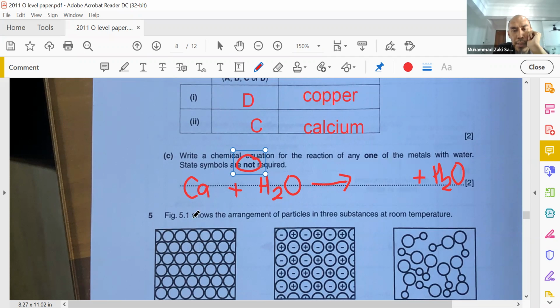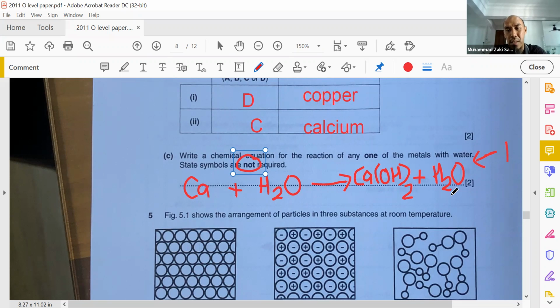The water, no sweat. But the next product here, what is it? Calcium plus water, metal plus water. Metal plus water gives you metal hydroxide and hydrogen, remember? So this should be calcium hydroxide, Ca(OH)2. Now this is 1 mark. Everything must be correct, then you get the 1 mark. If something is wrong, then you get 0 marks.